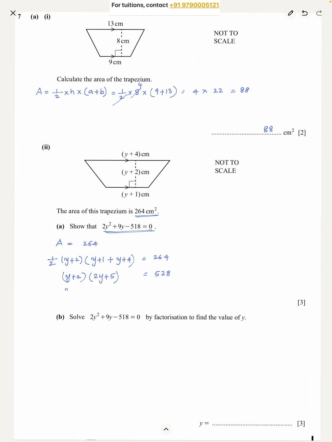And then as usual, distributive property. So 2y square plus 4y plus 5y plus 10 is equal to 528. 2y square plus 9y. Take the 528 to the other side, then it will become minus 528, which will lead to 10 minus 528, which is minus 518. So hence proved.